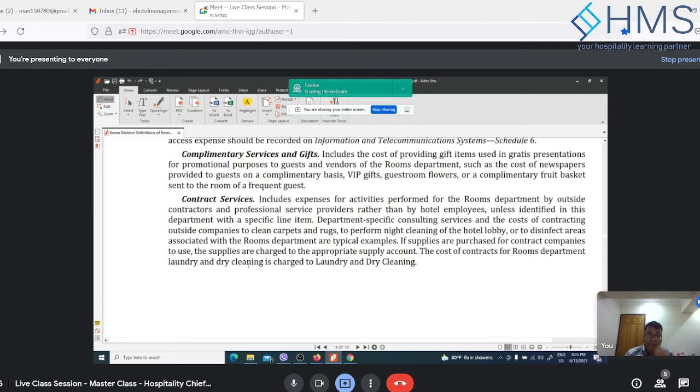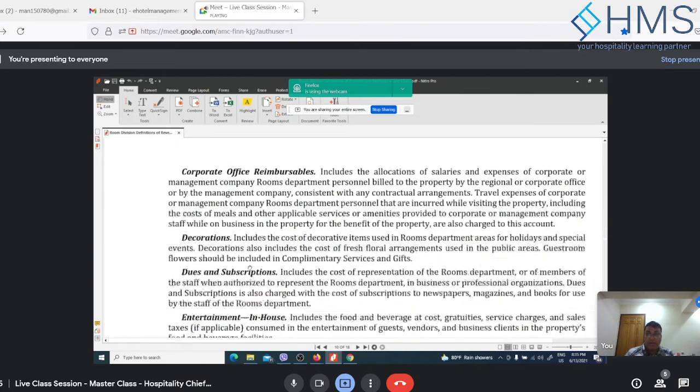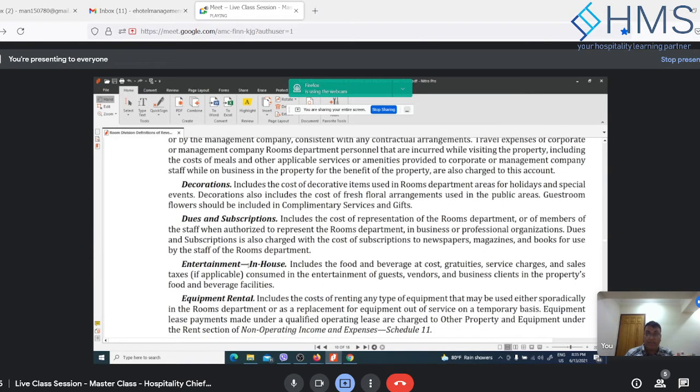So those are all complimentary services and gifts. Then you have contracted services. Contract services are the same as you saw in the labor cost. So here you will be including only the material part of it, not the labor part of it. The labor part will go to the labor cost, but the material part will come here.